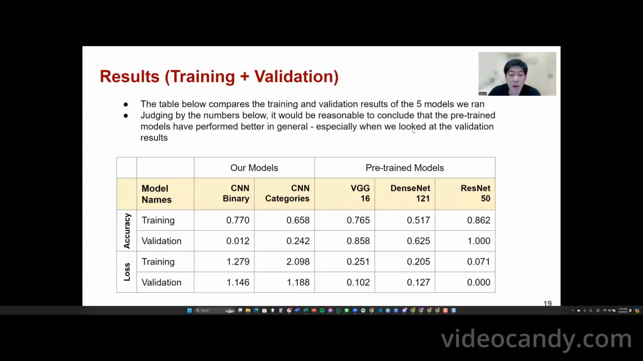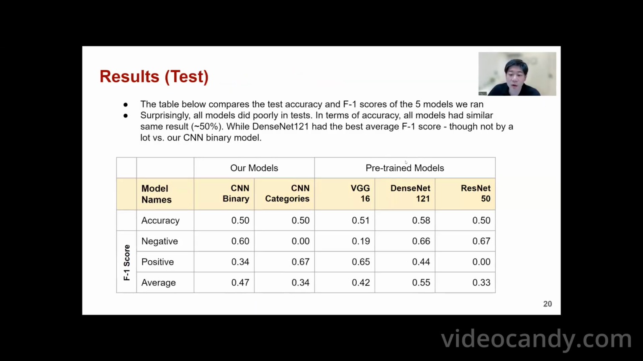Hi, this is Paul, and I'd like to go through the results of our project. First, on the training and validation results, if we look at the validation accuracies, we can see that the pre-trained models did much better than our own models. However, if we look at the test results, you can see here that all model accuracies were only around 50%, and average F1 scores are also similarly bad.